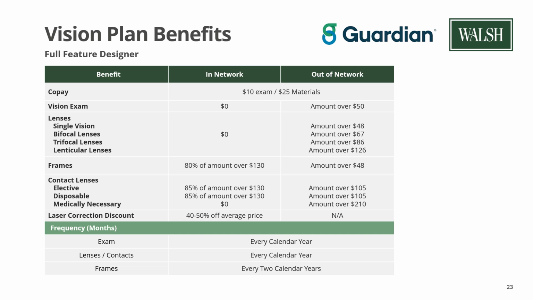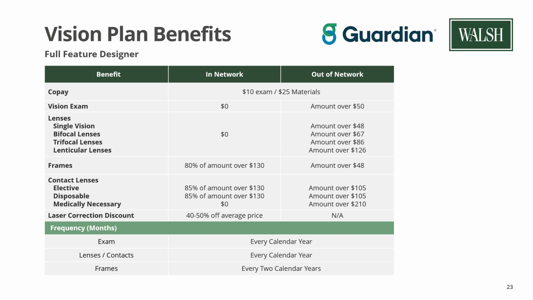Out of network, it is a reimbursement model. So you're going to have that vision exam at an out of network provider. You're going to pay for that service at that time of service. You're going to submit your receipt into Guardian, and they will reimburse you up to $50 for a vision exam, up to $126 depending on what type of lens you have. Frames is the same reimbursement model.